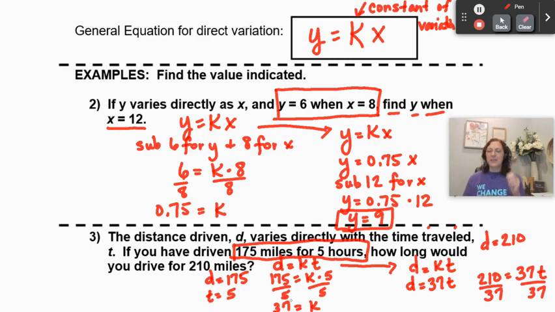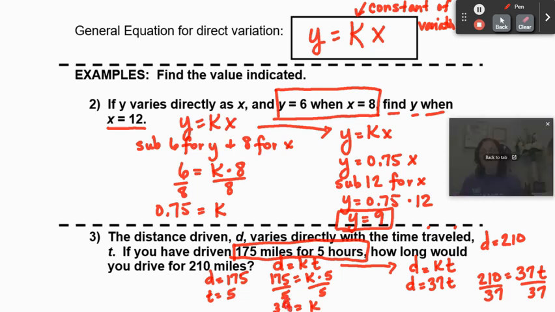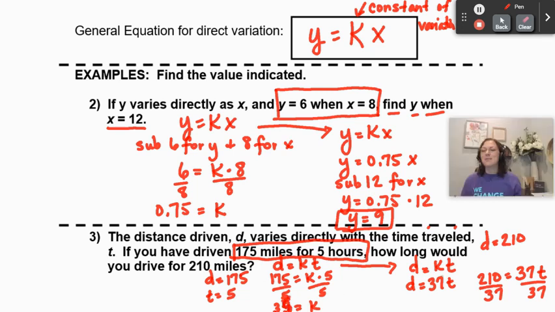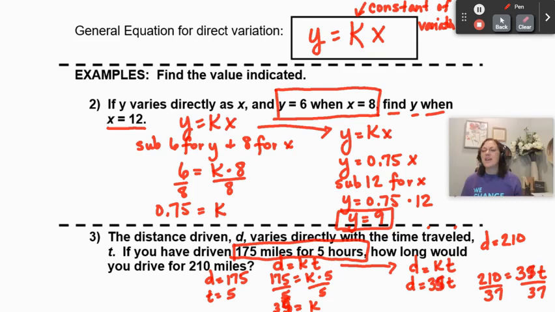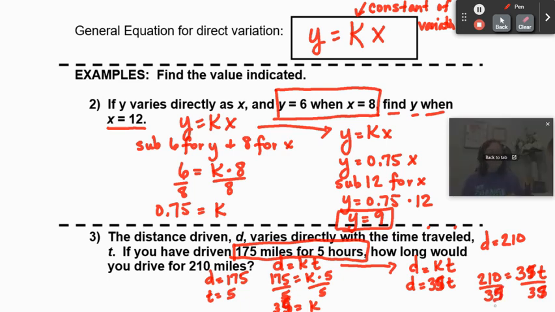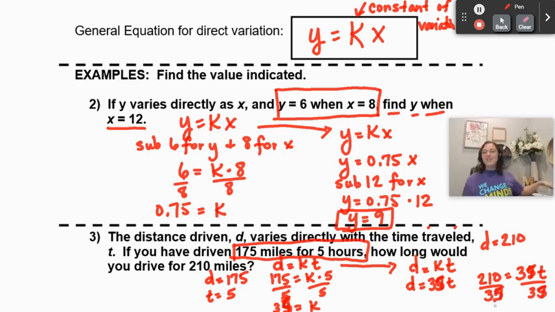Oh, you know what? I know why that's not working, right? Because 175 divided by 5 is not 37. It's 35. Forgive me. So my K here is 35. We're fixing all of that. So if I divide by 35, going to get my calculator out. 210 divided by 35. Yes, I still use a little old calculator because it's fast. I get 6. Okay. So my final answer here is T equals 6.